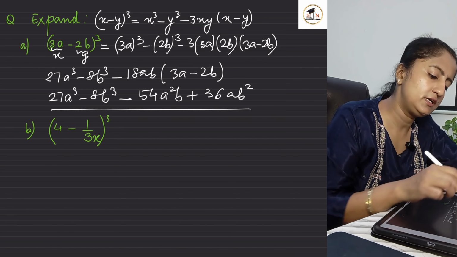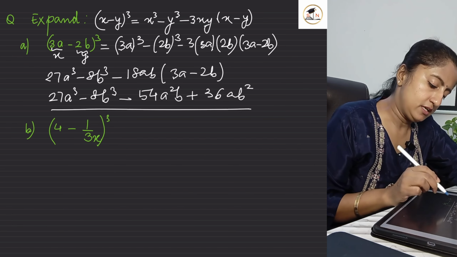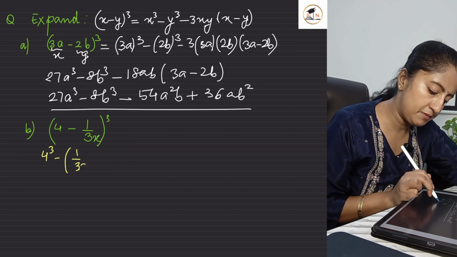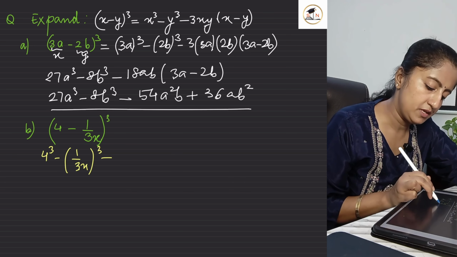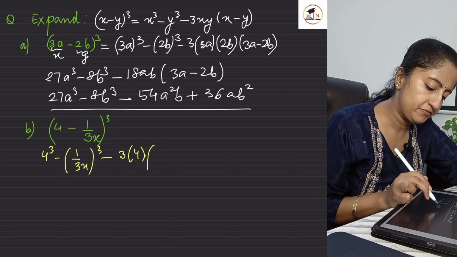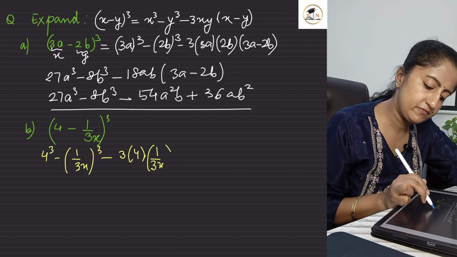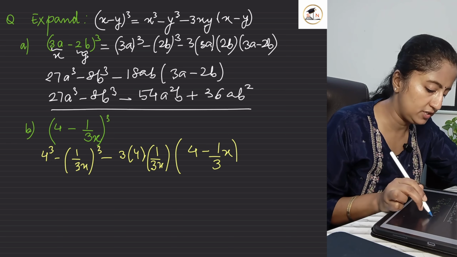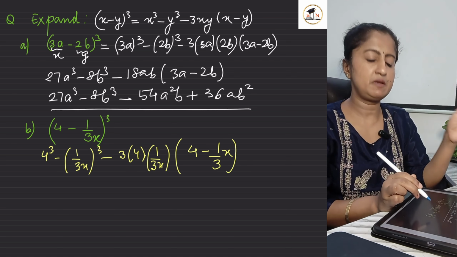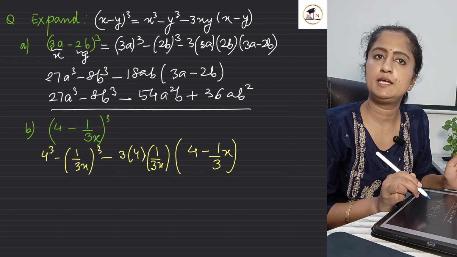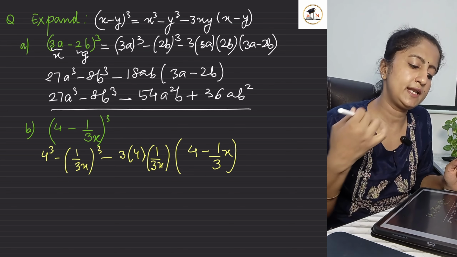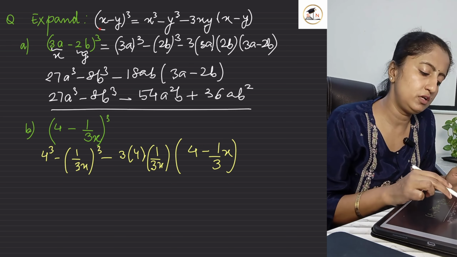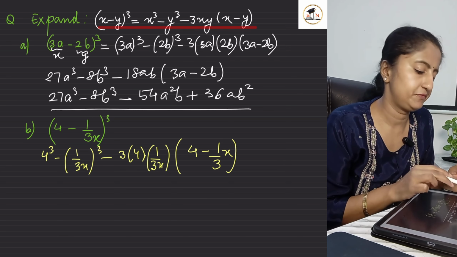Now, moving on with the next. This gives us 4 cube minus 1 by 3x whole cube minus 3 into 4 into 1 by 3x in bracket 4 minus 1 by 3x. Because 4 is my first term, 1 by 3x is my second term. So I now directly applied according to the identity which I have already written on top over here, right?